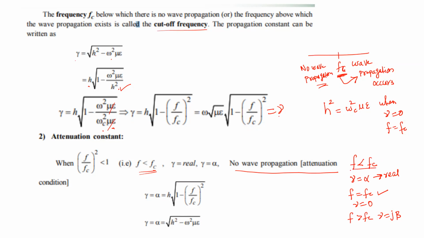Let us take the second case when f becomes less than fc. Now gamma becomes equal to alpha. Gamma will be real and it becomes equal to alpha. And gamma can be written as h into root of 1 minus f by fc the whole square. Bringing this h square inside, as usual, the expression for gamma is going to be root of h square minus omega square mu into epsilon.